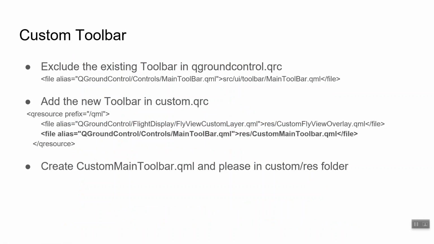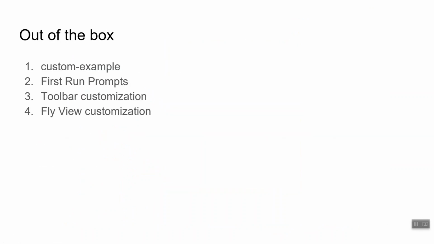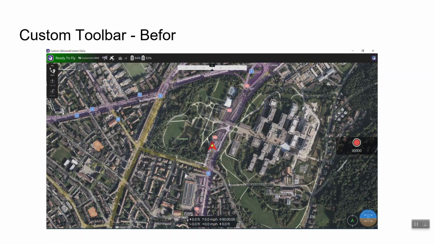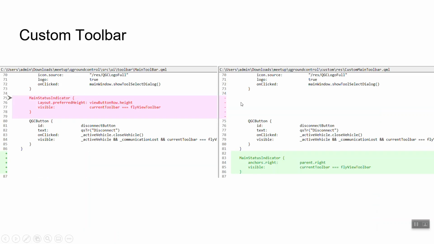Okay, so let's look at the custom toolbar. We know that the main toolbar is where everything happens. So what does the main toolbar look like? This is the main toolbar up here. We have ready to fly, how many GPSs you have, is there a radio signal, how much power do I have in my batteries, that kind of thing. So we want to change it. Basically, what I'm trying to do is change ready to fly and put it over to the other side, or disconnect it if it's not connected.